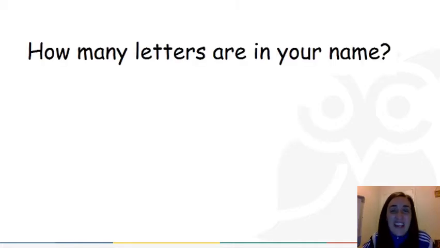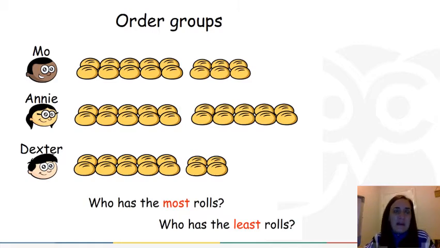How many letters are in your name? Maybe you could work out how many letters are in Mummy's and Daddy's names as well, and work out who has the most letters and who has the least letters. Today we are going to be ordering groups of numbers.